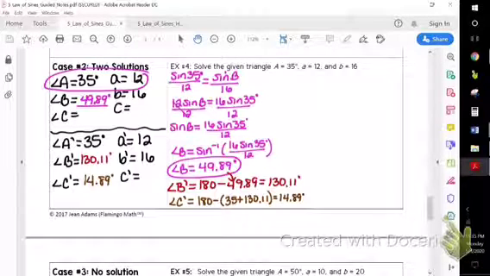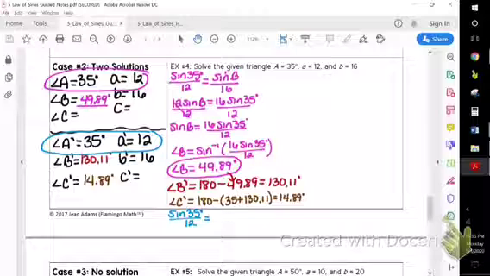And so now we just need to finish both of these triangles. Since we're almost done with the second triangle, let's go ahead and just finish it. Let's find side C prime. Alright, so we're going to use what they gave us. So I'm going to use this angle A over side A. So sine of 35 degrees over 12 is equal to sine of 14.89 degrees over side C prime.